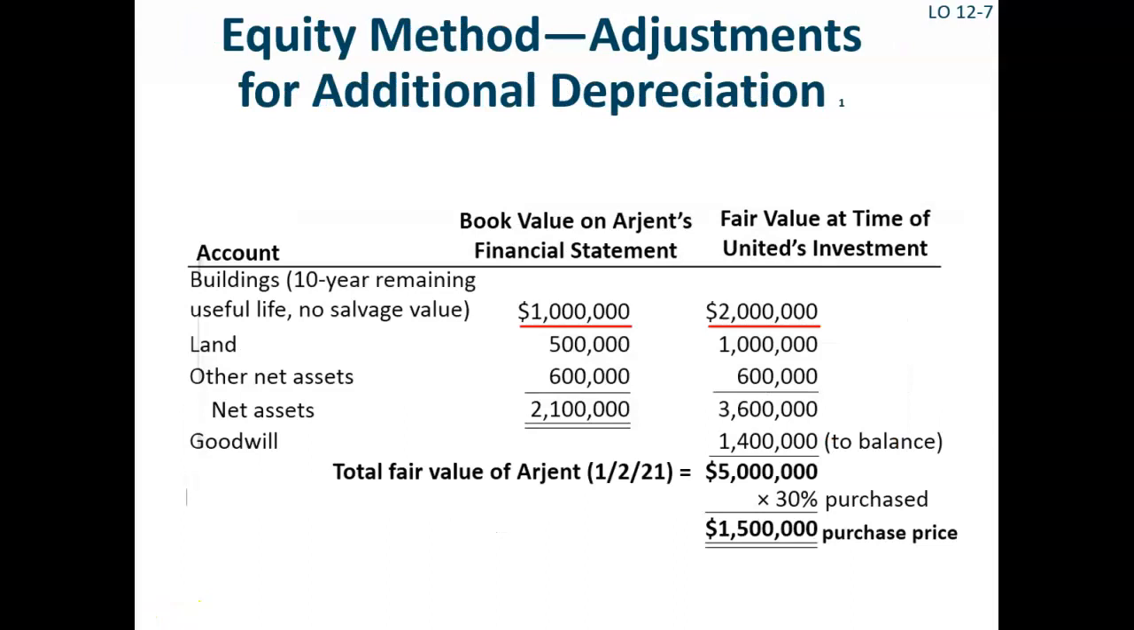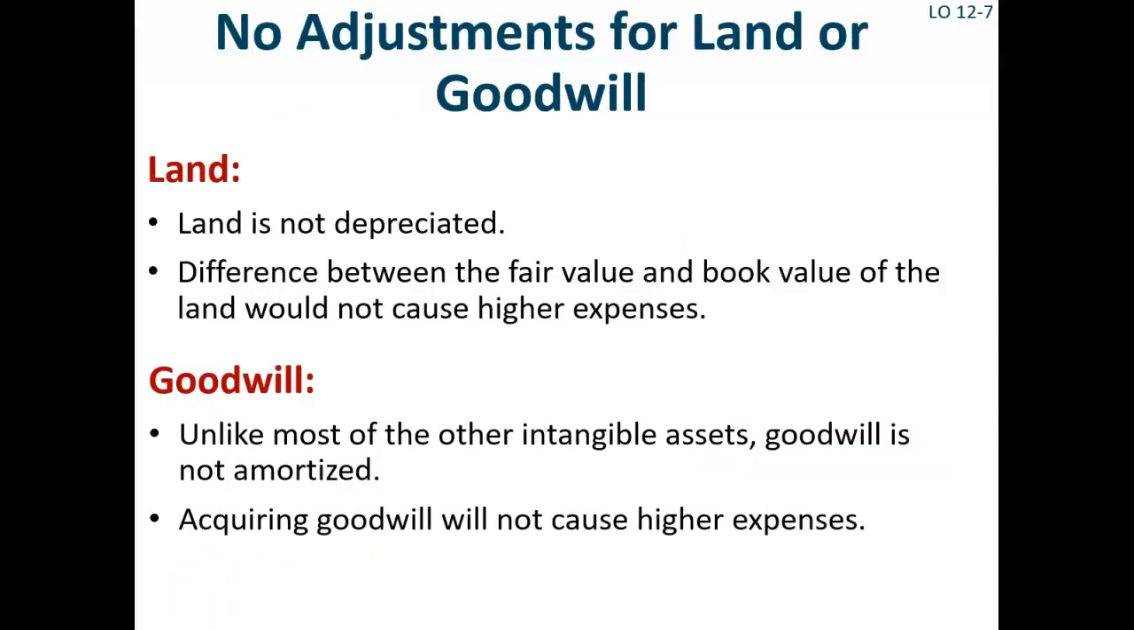Let's see if any other adjustments need to be made. Land is also undervalued on Argent's books, but land is never depreciated, so no adjustment is needed for the land. The book value of other net assets is the same as the fair value of those assets, so no adjustment is needed. Goodwill is never amortized, so no adjustment is necessary for goodwill. Therefore, the only adjustment required in this simple example is for extra depreciation on the excess of fair value of the buildings over the book value.